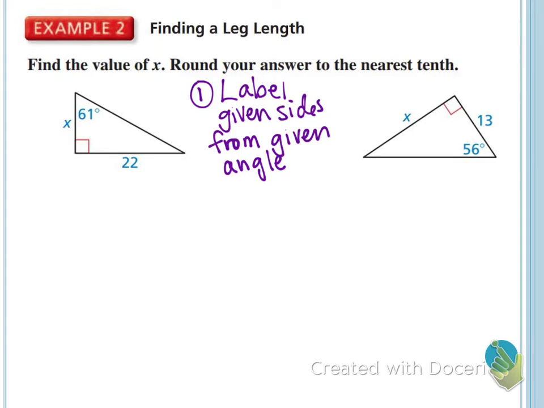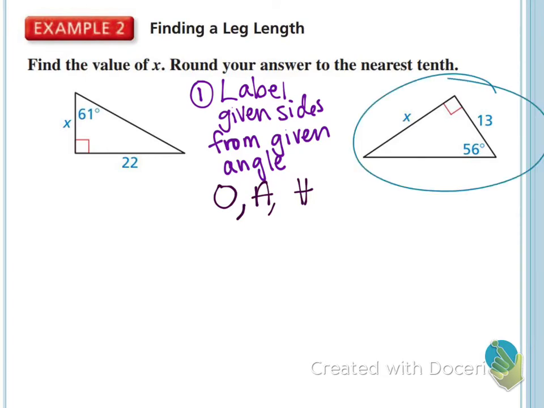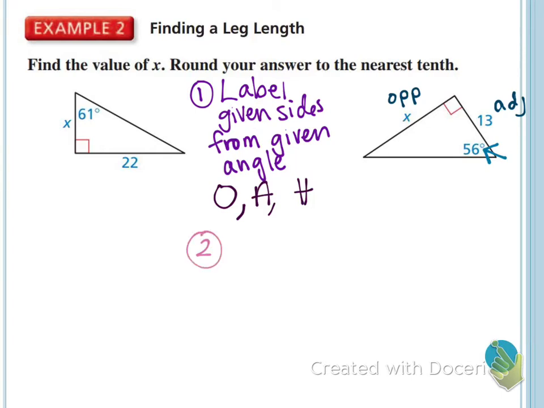What have we been labeling all the sides in these right triangles? Opposite, adjacent, and hypotenuse. Okay, so let's do that on this first one. What is the given angle? So I told you we're going to do this one first because it's easier. What is the given angle? 56. So from 56, we're going to label the sides that we know. Okay, so x, what kind of side is x? Opposite. And what kind of side is 13? Adjacent.